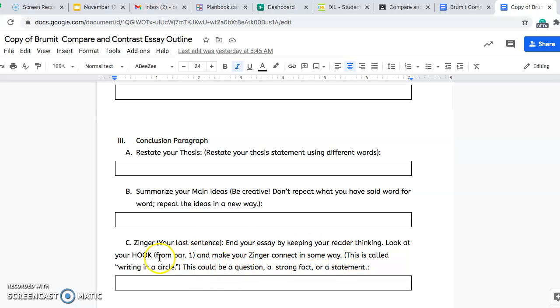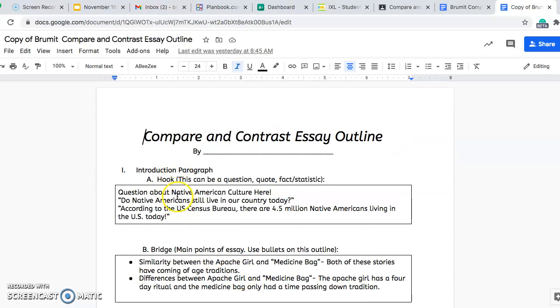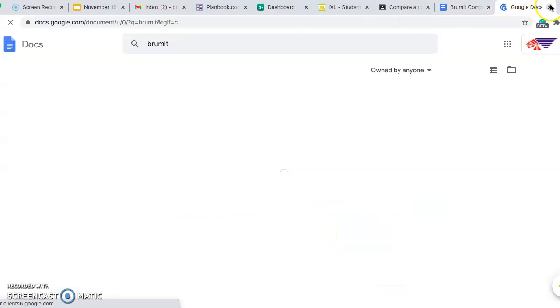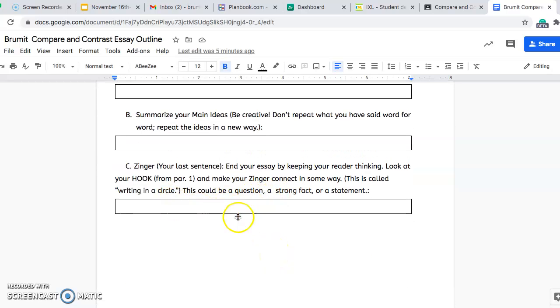The last part is your zinger. You can look at your hook from paragraph number 1 and make it connect in some way. It's called writing in a circle. So this could be a question, a strong fact, or a statement. So for our hook, depending on what we chose here, we could say, do Native Americans still live in our country today? And we can end with saying the exact same thing, all right? You can say, yes, Native Americans do live in our country today still. There are 4.5 million of them. Just make sure that you are connecting it back to Native American culture in some way for your zinger.